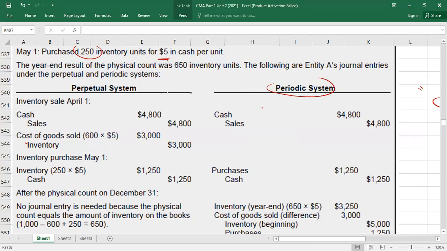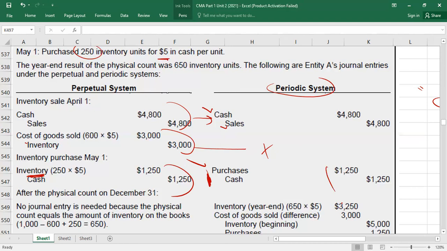Obviously, whenever you sell the item, you have to record the sale. So what entry will you pass? Debit cash, credit sale, same entry here. But we will not record cost of goods sold here, because cost of goods sold and ending inventory, on physical count, we can calculate at the end of the period. Then you have purchases. Here you use which word? Debit inventory, credit cash. But here we are using debit purchases, credit cash. The value is the same.